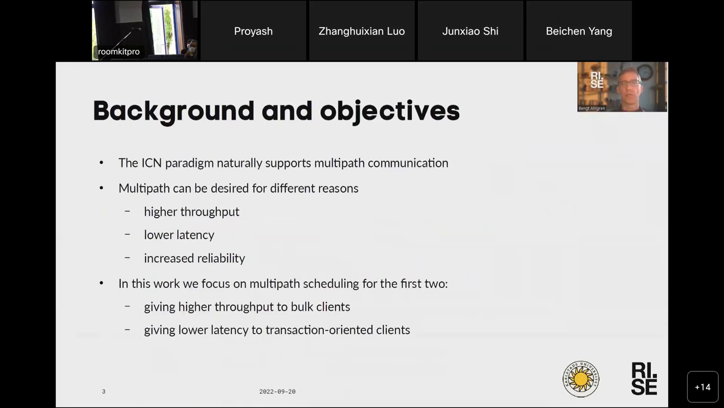So some background and objectives. The ICN paradigm naturally supports multipath communication, but we can desire that for different reasons. We may want higher throughput, lower latency, and/or increased reliability. In this work, we focus on the first two, that is higher throughput for bulk clients and lower latency for transaction-oriented clients.